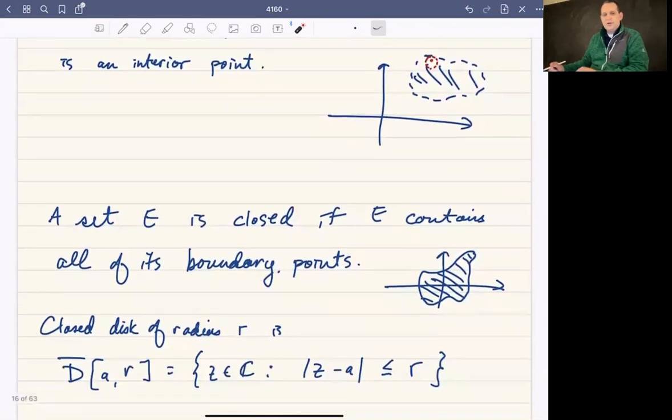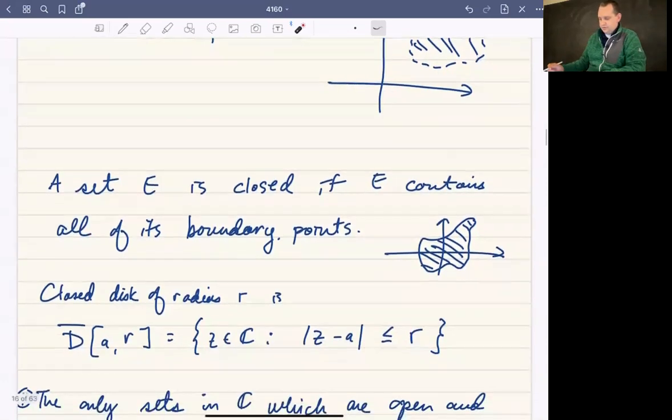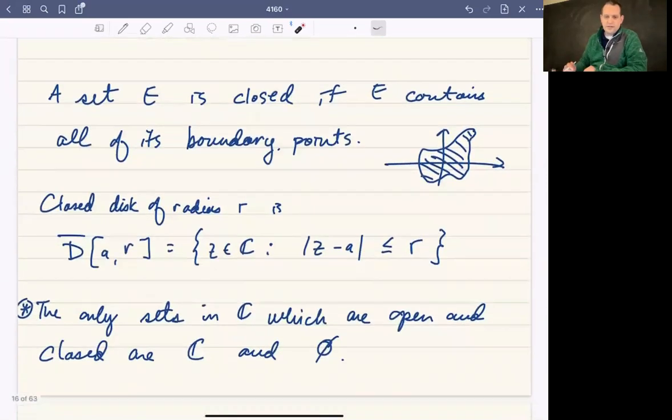To give you an example of a closed set, we can talk about the closed disk of radius r, denoted by D(a, r) with a bar over it, which I'll explain shortly. This is the set of complex numbers z such that the modulus of z minus a is less than or equal to r. So we include the less than or equal to. That's the difference between the open disk and the closed disk. The open disk is just a strict inequality, and the closed disk is the less than or equal to. Again, the only sets that are both open and closed are the complex numbers and the empty set.